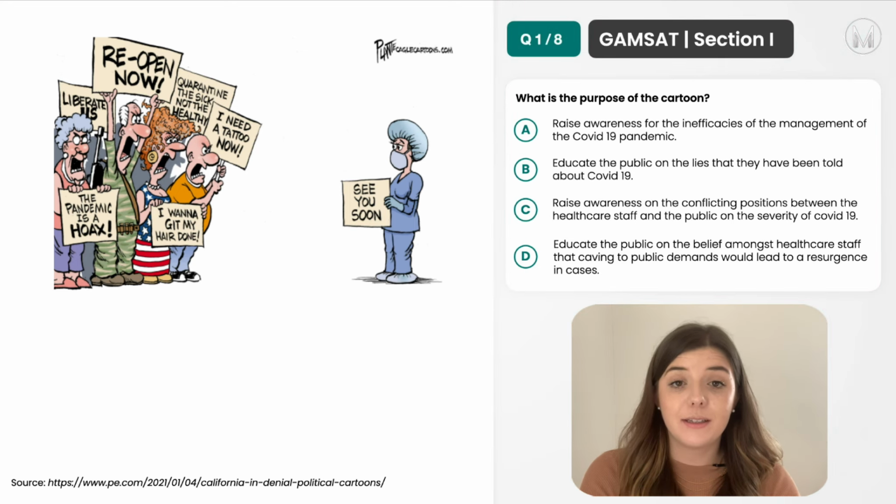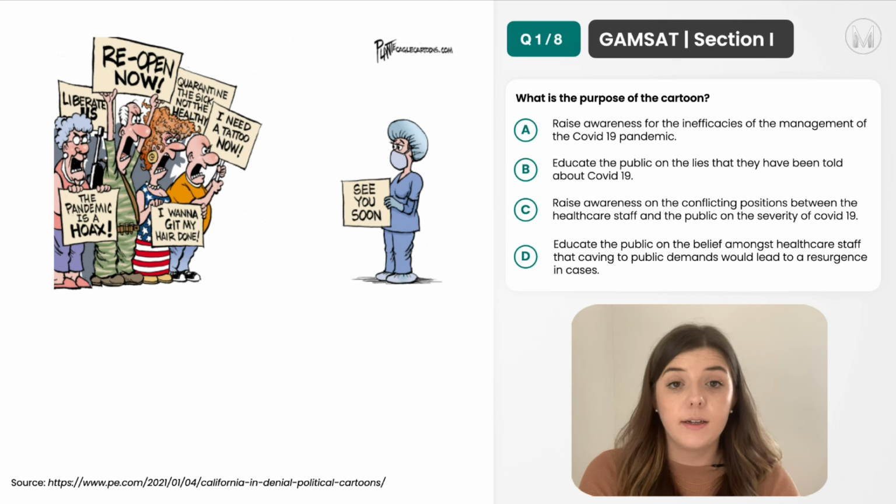We're presented with this cartoon, and if we have a look, there are many figures within it. On the left, we have a group of people that appear to be angry, judging by their facial expressions. We can then read their signs, and we see "reopen now," "I need a tattoo now," "I want to get my hair done," "the pandemic is a hoax." We can now interpret why they're angry, and it's because they wish for the economy and retail industries to be opened up again.